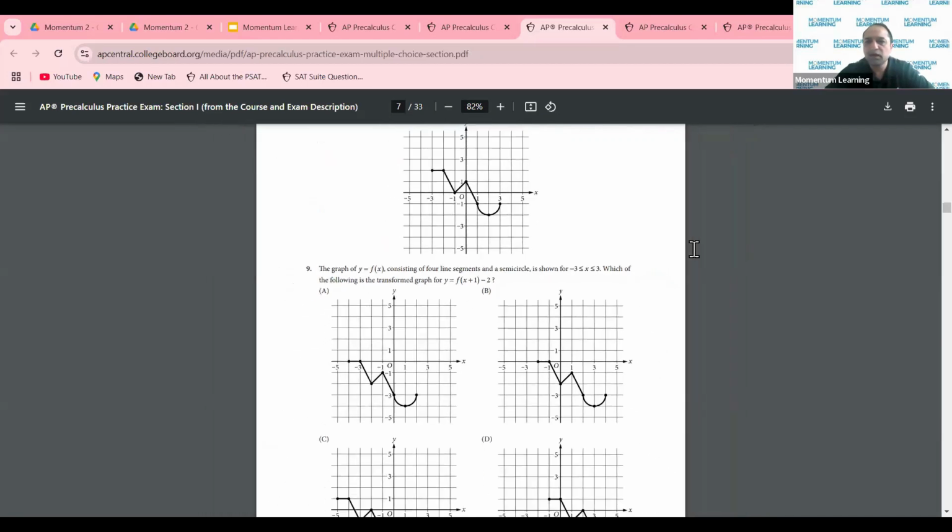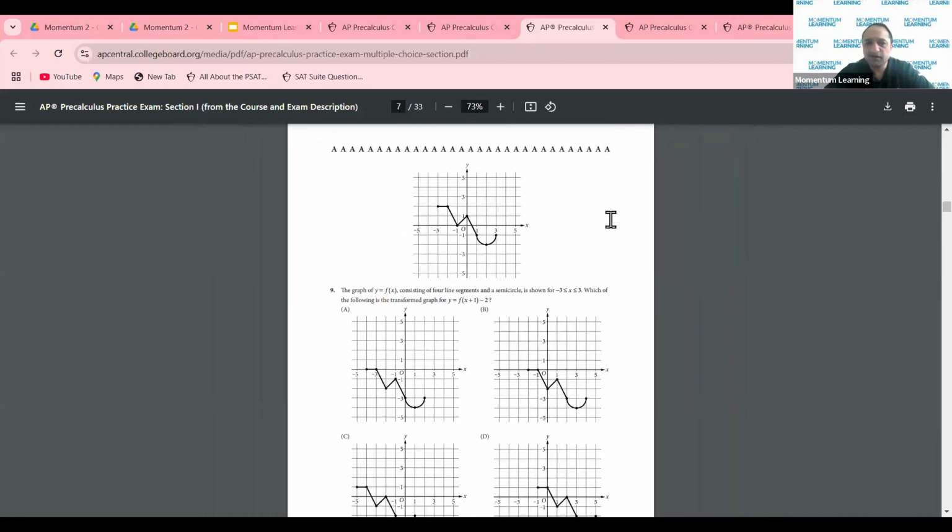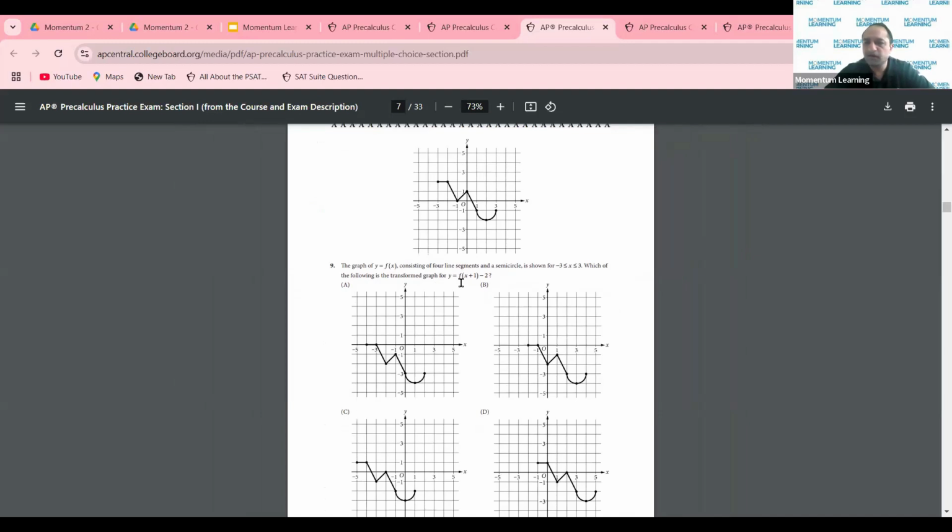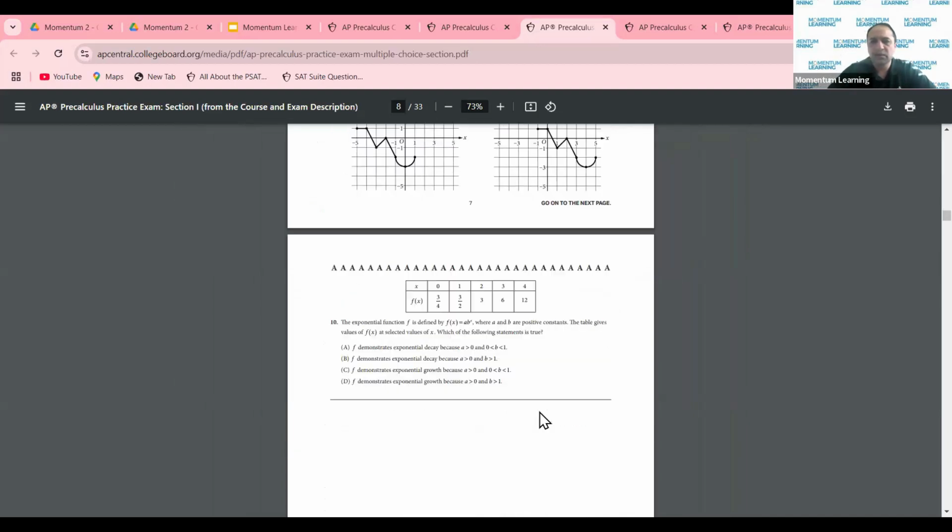Why? Because we have a graph. According to the graph, we have a transformation. You need to count each square carefully. That's why you should be careful, and use a calculator if it is allowed. For this one, it's not. So you're going to go up and down, right and left, and then make your choice: A, B, C, D.